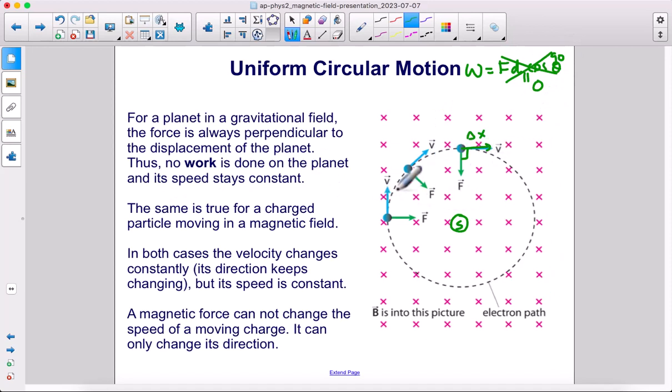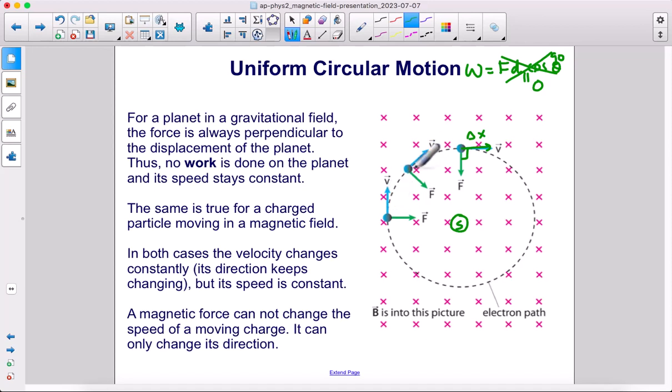Therefore, if your orbit is perfectly circular, which as we know, orbits are not perfectly circular, but if they were, no work would be done, and therefore there'd be no change in energy for the object. Therefore, the speed is going to stay constant. The same is true for a charged particle moving in a magnetic field. In both cases, the velocity is changing constantly, since the direction is changing. But the speed is constant. The magnitude of the velocity is constant.